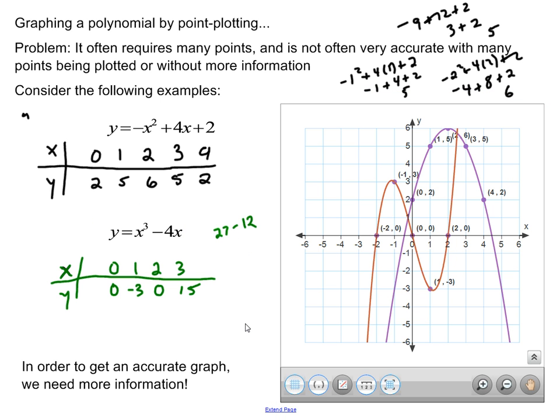Unless we have more information from our polynomial, we're not really going to get enough by point plotting unless we pick a lot of points. And so in order to get a more accurate graph, we need more information. In order to get that, we're going to have to go through a few things first. More in the next video.